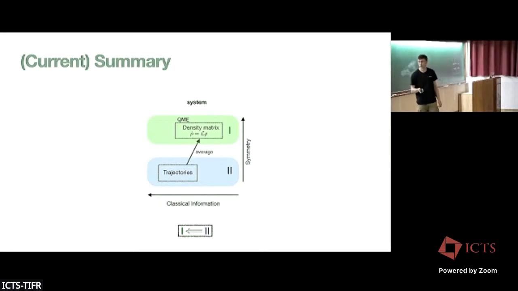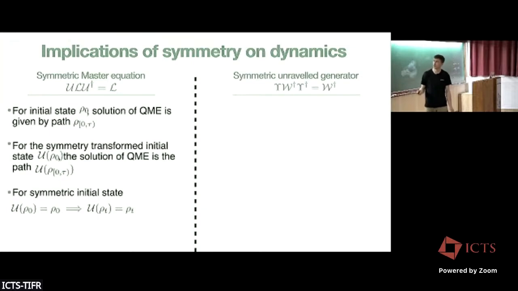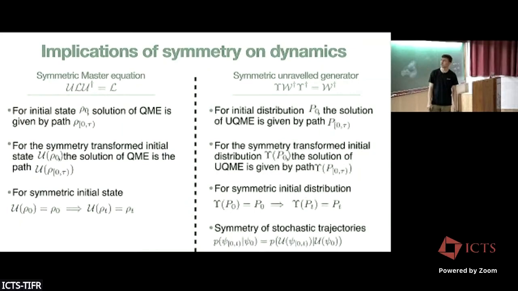Okay. So what does it mean on the dynamics if our generators are symmetric? Well, if we just consider the Lindblad case to begin with, then you can see that if we have some initial state rho naught, then the solution of the master equation is given by this path rho of tau. So this just describes the solution in time to our master equation. Now, if we instead consider the symmetry transformed of this initial state, the solution to the master equation to this state is just going to be the symmetry transformed of the path we had before. So if we have some symmetric initial state, then we stay symmetric for all time under evolution with the master equation. So now everything just follows through exactly the same in the case of the unraveled generator.